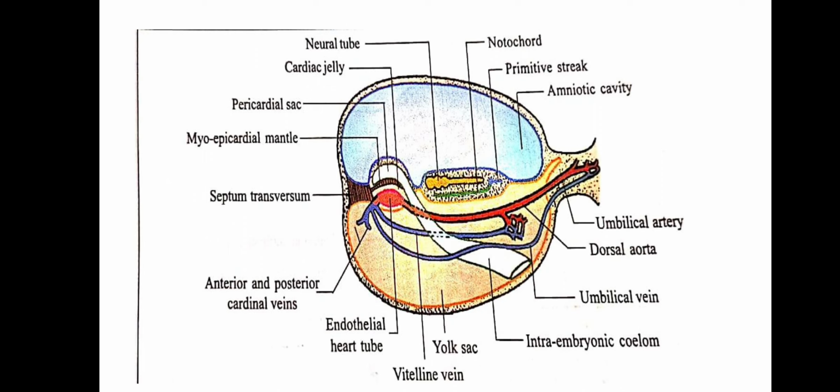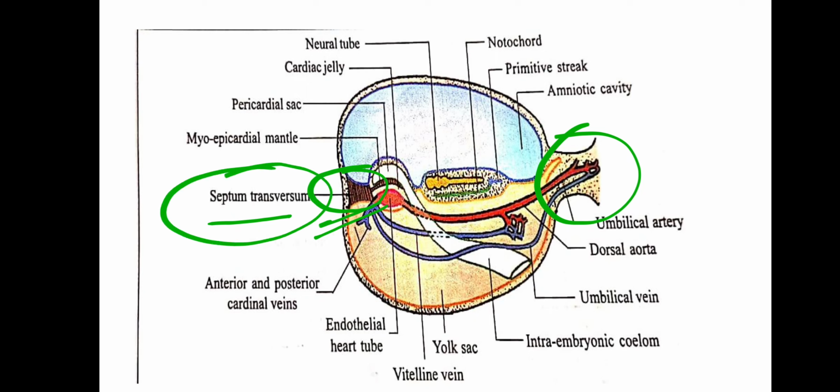So here is a picture of a developing embryo where you can see the cranial end of the embryo, and this is the caudal end of the embryo. In the cranial end of the embryo, you can see the mesoderm, septum transversum, which is going to contribute to the central tendon of the diaphragm. Okay, the septum transversum is seen in the cranial most region.